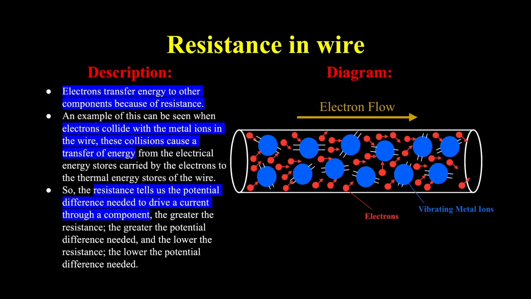The greater the resistance, the greater the potential difference needed to drive a current through a component, and the lower the resistance, the lower the potential difference needed to transfer a current through a component. This diagram here shows how resistance works in part of a wire. As you can see here, electrons collide with the positive metal ions. These white lines show the positive metal ions vibrating in their fixed positions. Millions of electrons collide with the positive ions each second when a current is connected to a battery or cell.